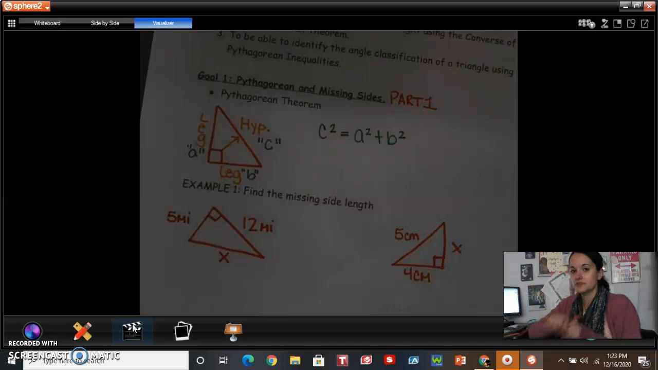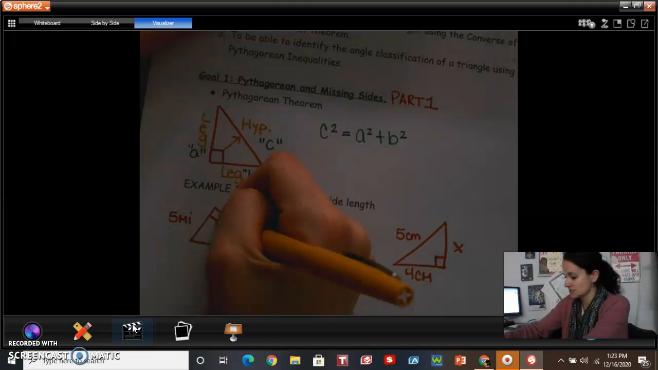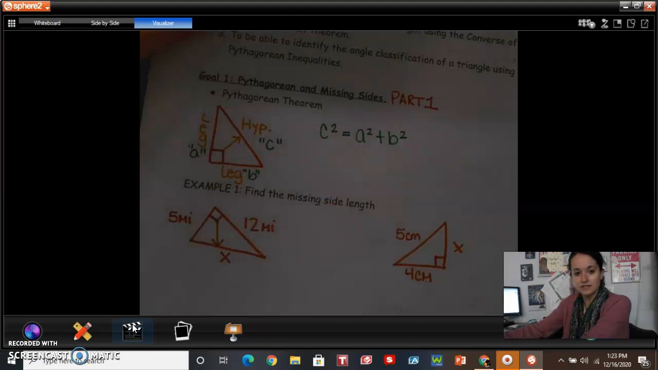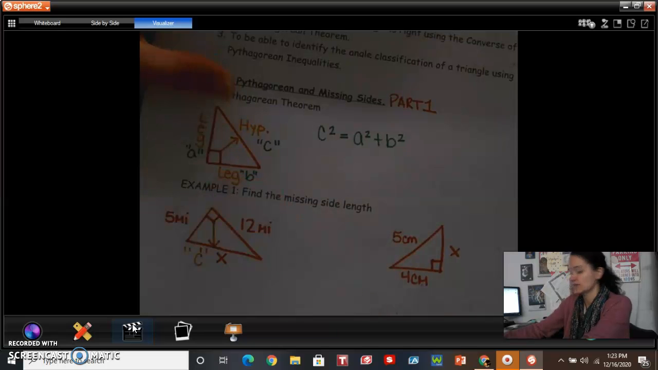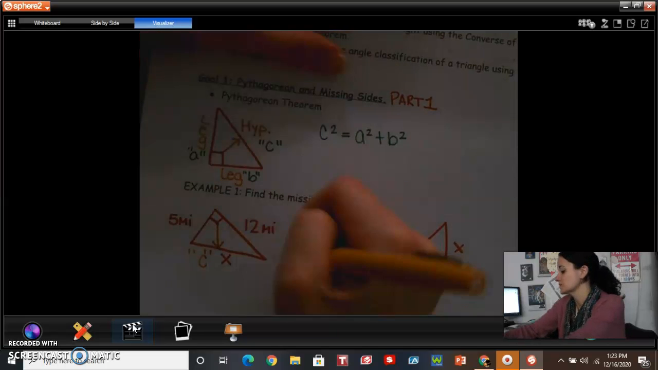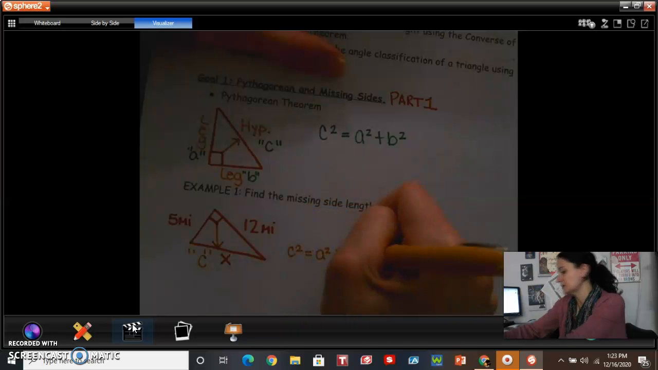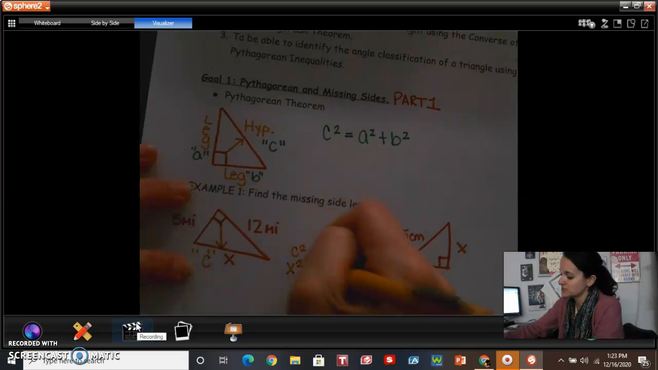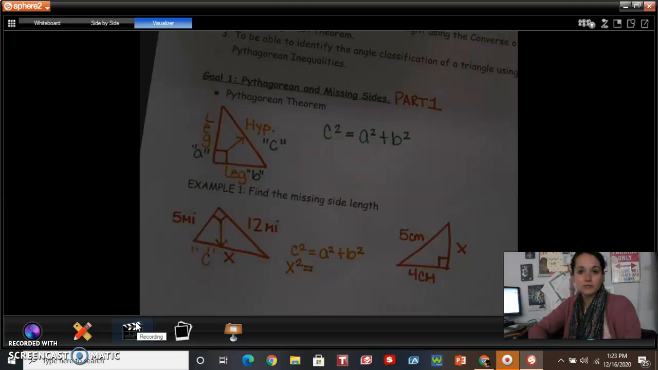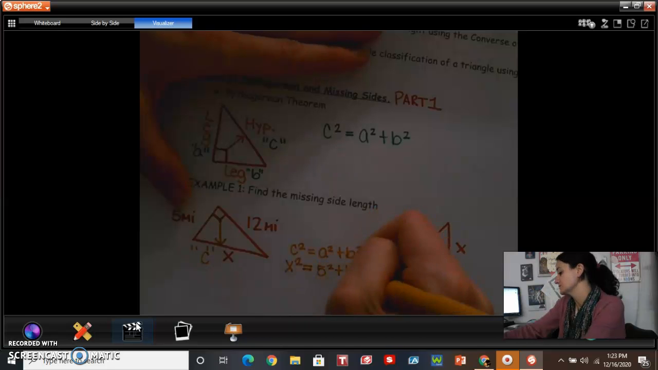Like I said, most important thing to do is identify your C value. So I'm going to go from my box straight across to the other side. So my C value is X. I'm going to write my equation. So I have C squared equals A squared plus B squared. I'm going to plug everything in. C is represented by X squared. And it doesn't matter which one you make A or B. So we're going to say, all right, 5 squared plus 12 squared.